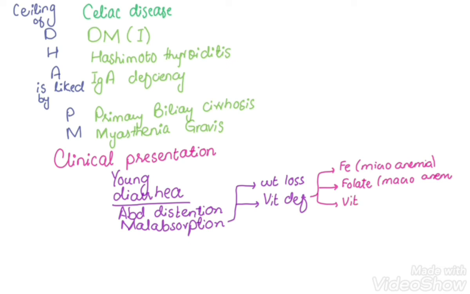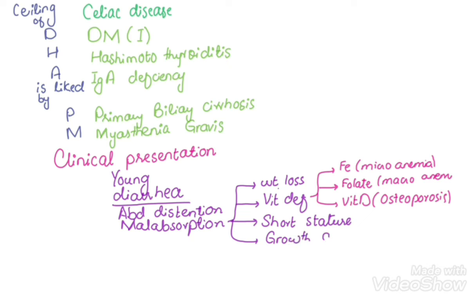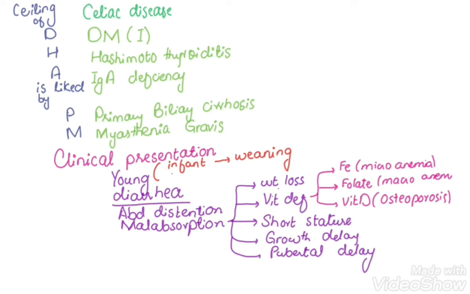Apart from these, if the patient is a child, he'll have short stature, delay in growth, as well as pubertal delay. If the patient is an infant, he'll start symptoms when the mother puts him on weaning. And in case of a child, growth delay, puberty delay, and short stature will be imminent.